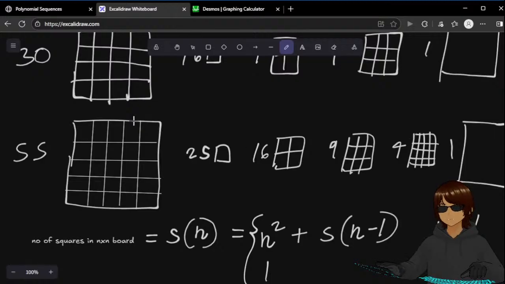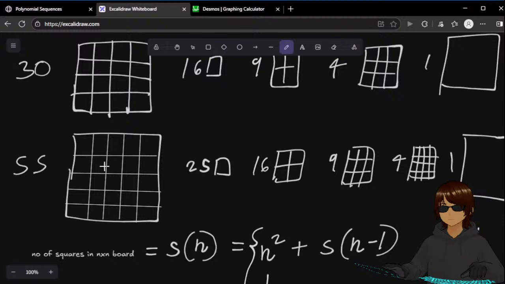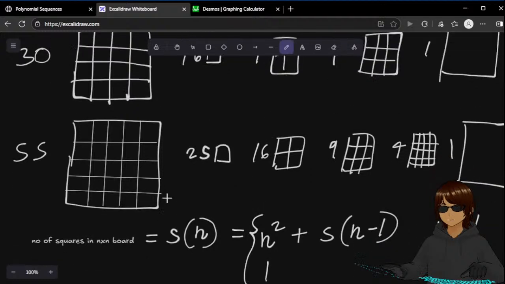Sorry, there are 4 4 by 4 boards. I think another way to express this is 1, counting the large square, plus n minus 1. No, wait, plus 4.